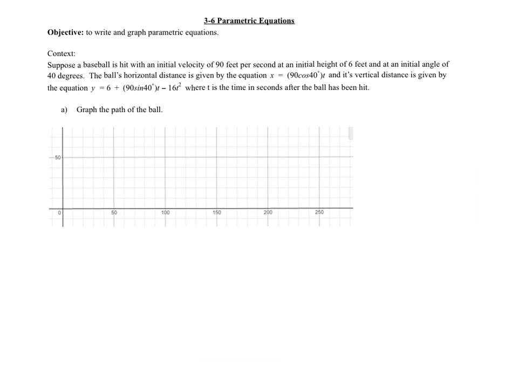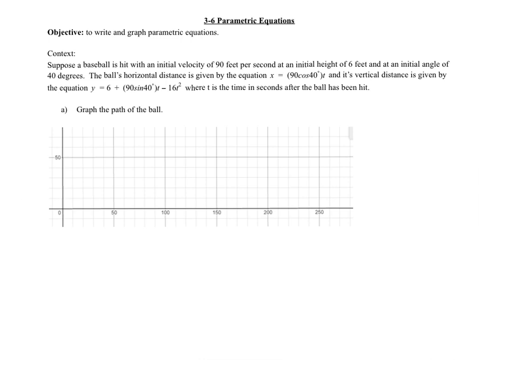Okay, so today we're going to talk about writing and graphing parametric equations. To give you a little bit of context, let's suppose that a baseball is hit with an initial velocity of 90 feet per second at an initial height of 6 feet and at an initial angle of 40 degrees.